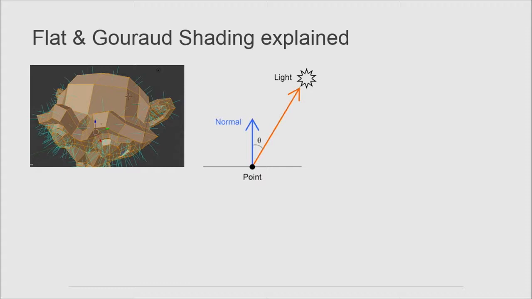Then you need to add some lights. A light is just a point in the 3D world. Once you've got that, you compute the angle between the normal and the light. You will have an angle, and this angle will be the amount of light you need to put on the triangle.